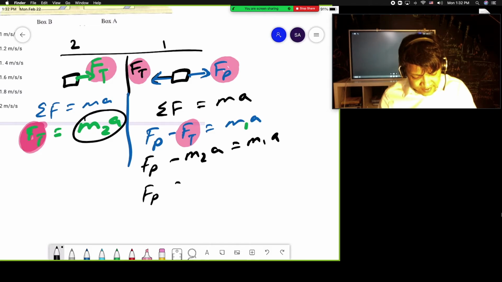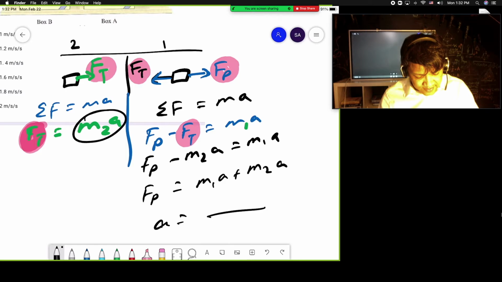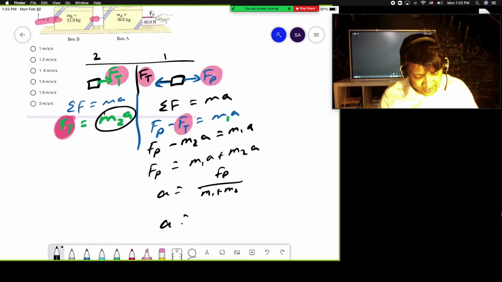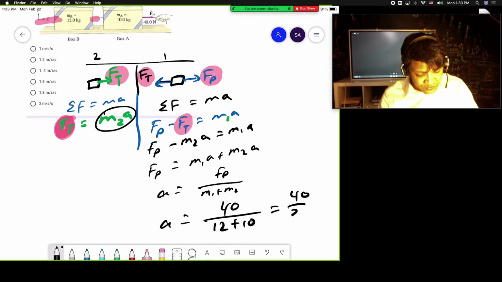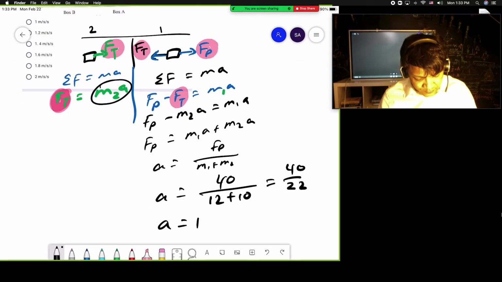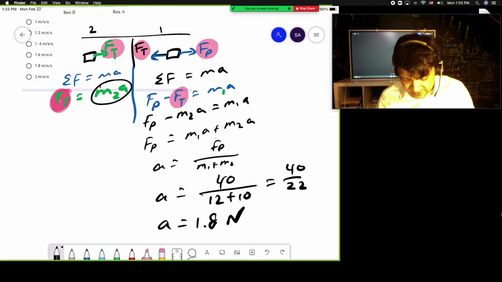So FP is equal to M1A plus M2A. So A is FP over M1 plus M2. FP is 40 Newton, M1 plus M2 is 12 plus 10. So 40 over 22 is 1.8. So the acceleration is 1.8, and the answer is this.